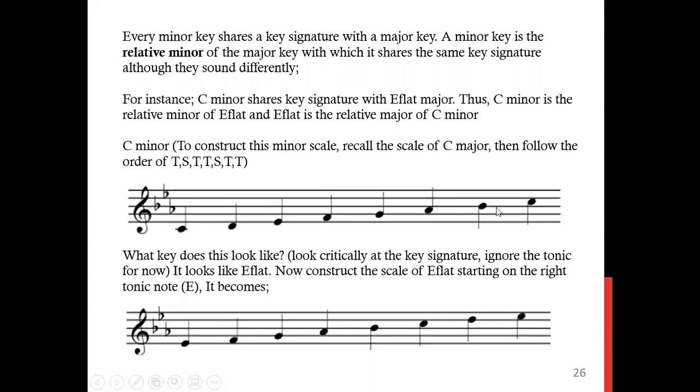All right. And the last one will be where you started from, which is your C. Okay, so we have successfully constructed the scale of C minor.